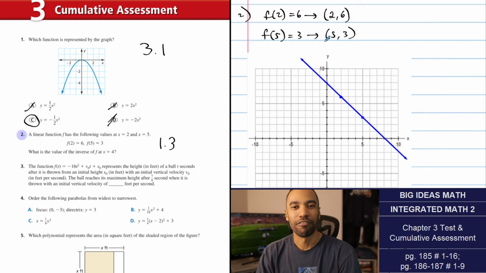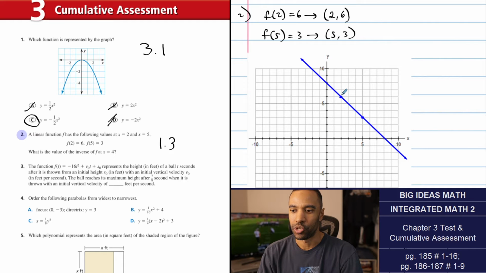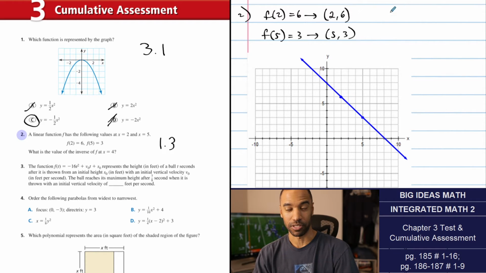Oh, the inverse graph is the exact same thing, though. See, when you have the point (2, 6), its inverse would have (6, 2). When you have (5, 3), this is the point (3, 5). Its inverse graph is the exact same, which is kind of weird.